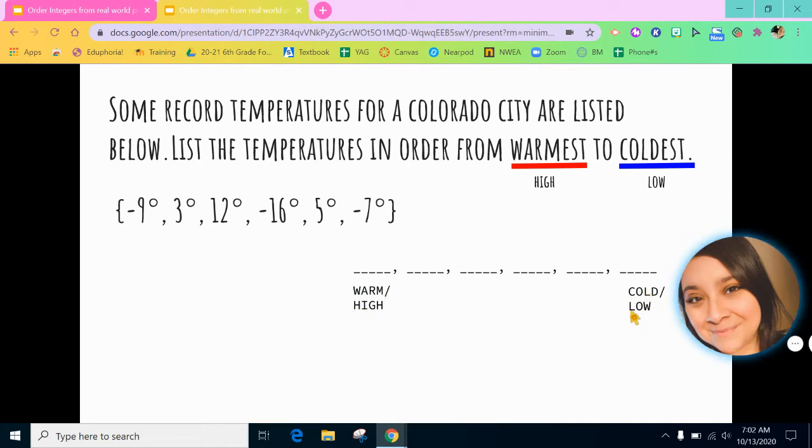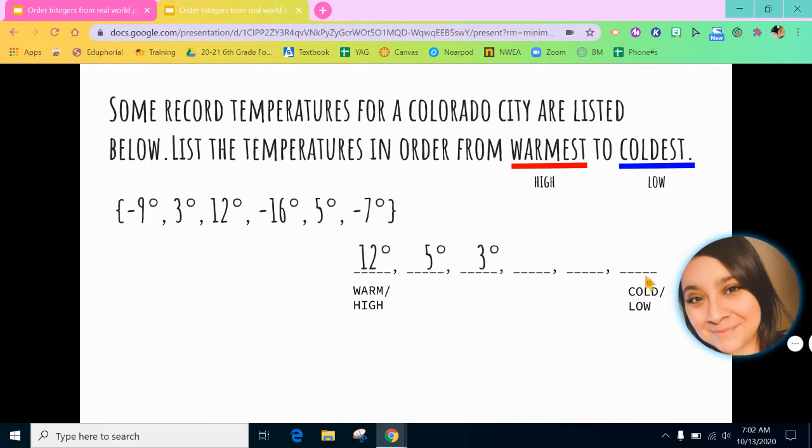which is the lowest. So our highest temperature has to be one of these positive numbers, so 3, 12, and 5. So our highest one would be 12. Our highest one that's remaining is 5, leaving me with 3. Once I have those positives out of the way, I could skip to the coldest.